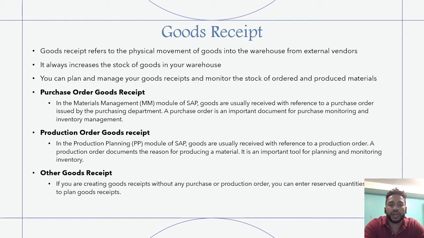Production order goods receipts. In production planning, goods are usually received with reference to a production order. A production order documents the reason for producing a material. It is an important tool for planning and monitoring inventory.